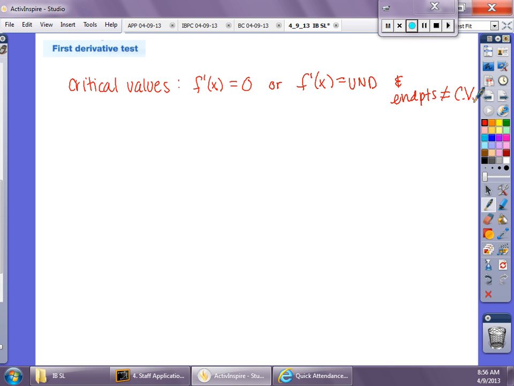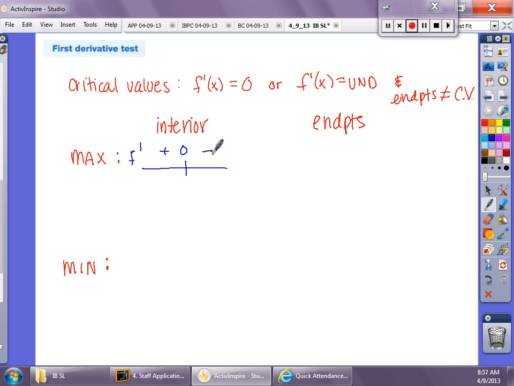Things to be careful about when looking at maxes and mins. Your maximum can happen, and your minimums can happen, in the interior or at endpoints. I'm going to make kind of like a table. So maximums will always happen in the interior if your first derivative sign chart looks exactly like this. Right? You know that. Your endpoints, be careful.